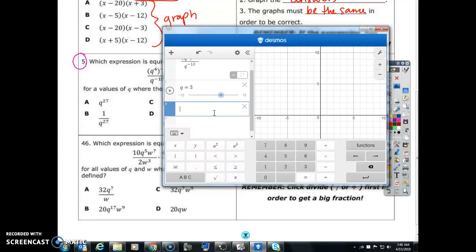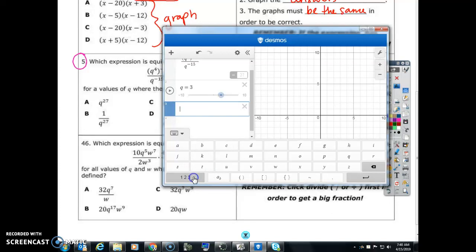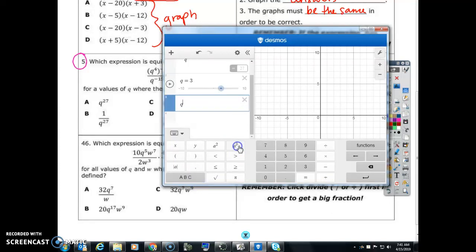Answer 1, A, is q to the power of 27. So q to the power of 27 would give me this big number. Does this look like this one? ¿Se parecen? No, that's not my answer. So then I keep going.